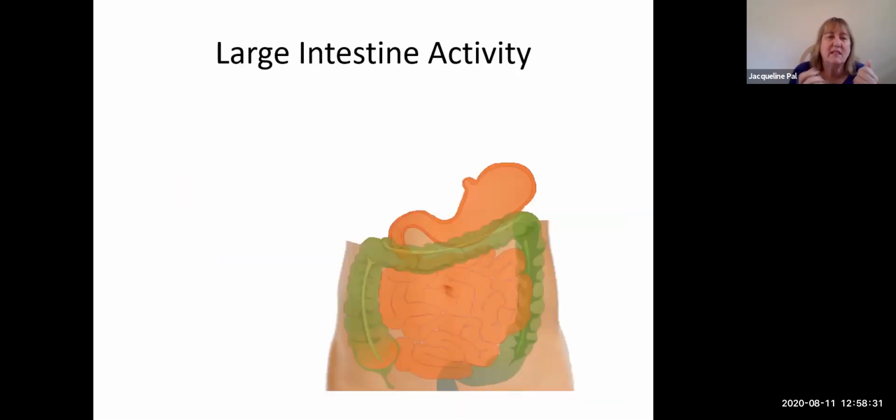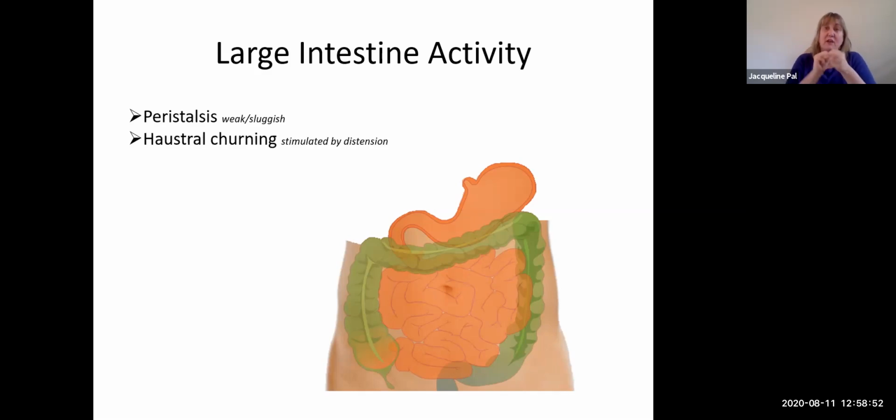So what kind of activity do we have going on in the large intestine? Well, we've got two layers of muscle, so we still have peristalsis, but that outer longitudinal is kind of like 95% gone. So the peristalsis that we have in the colon, in the large intestine, sorry, is actually kind of weak and sluggish. We do have a lot of churning.